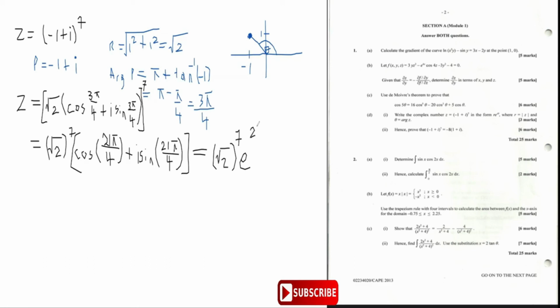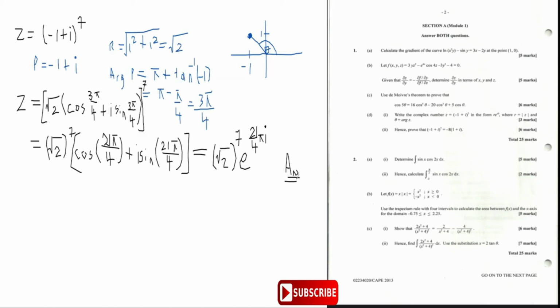I times theta is going to be 21 over 4 pi times i. All right, and that's that. That is z: root 2 to the 7, e to the 21 over 4 pi times i. Nice. So that takes care of part 1. Now let's look at part 2.